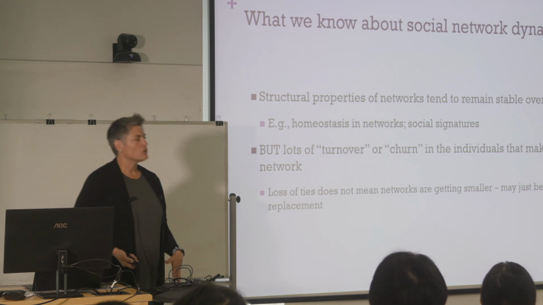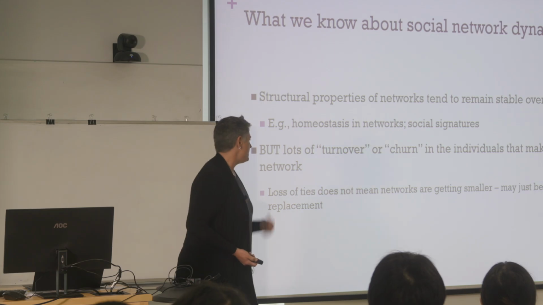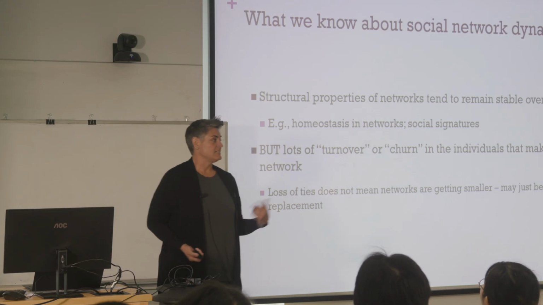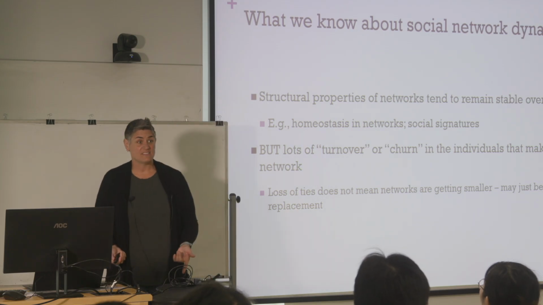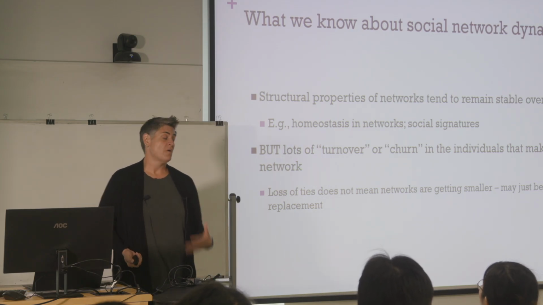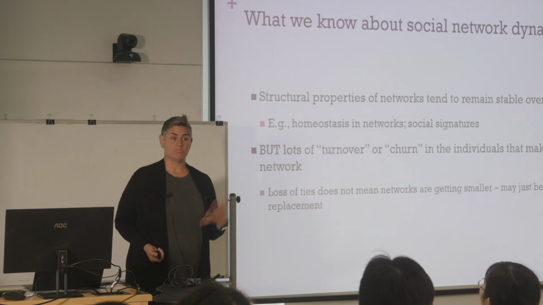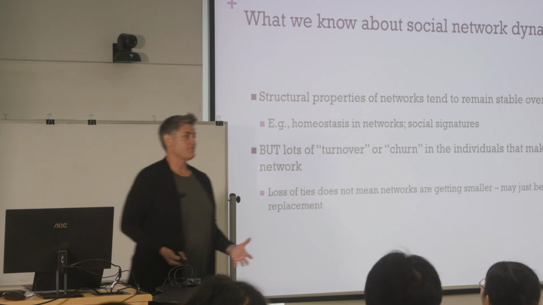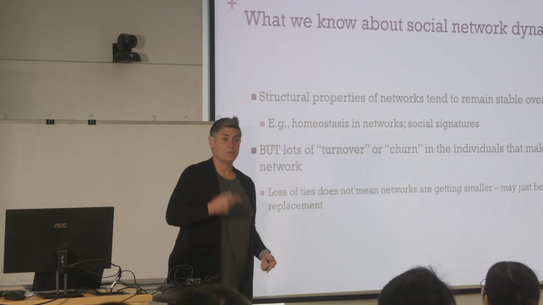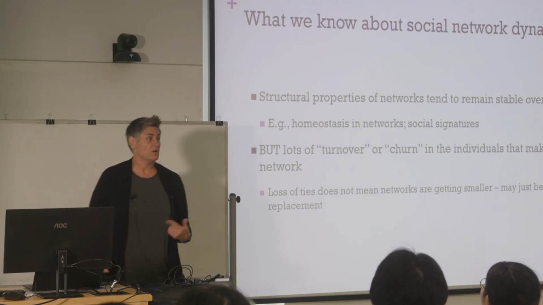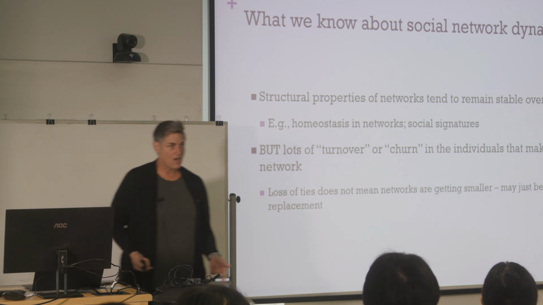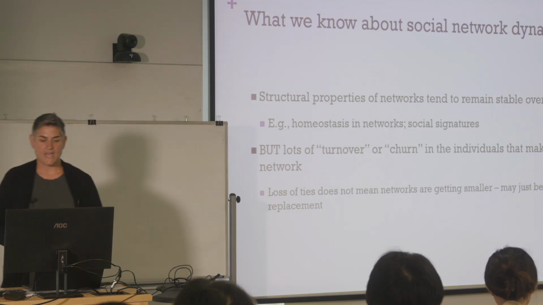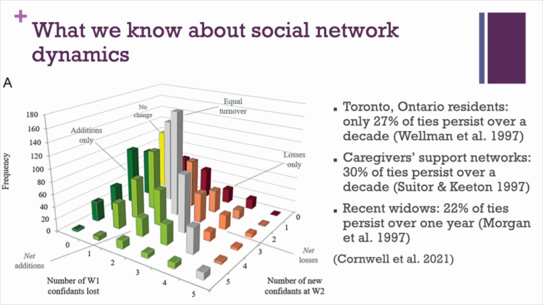But there's tons of turnover or churn in the individuals that make up your network. What this means is that you may constantly be losing ties, but that doesn't mean that it's a bad thing. It's not necessarily pathological. I published a couple of articles about people with mental illness and their networks, and any network loss was always pathologized. But often people were just replacing people in their network because those people weren't great or didn't provide the kind of support they needed, right? So we tend to pathologize network loss, but it could just be healthy turnover or replacement. And we want to be able to distinguish those things, right?